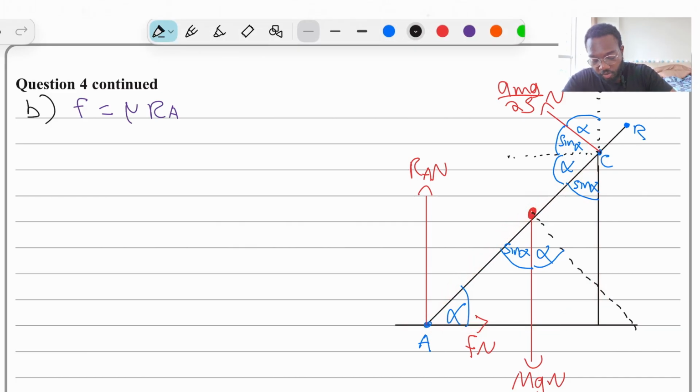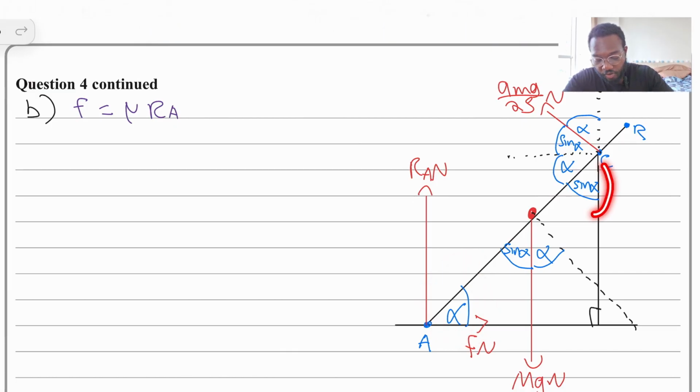we have a right angle here, and if this is alpha, this will have to be sine alpha. And then there's also another right angle forming here and here, so therefore it makes this one alpha as well. Loads of ways you can think about it, but ideally we've worked out the horizontal and vertical components for that 9mg over 25. We've worked that out here.